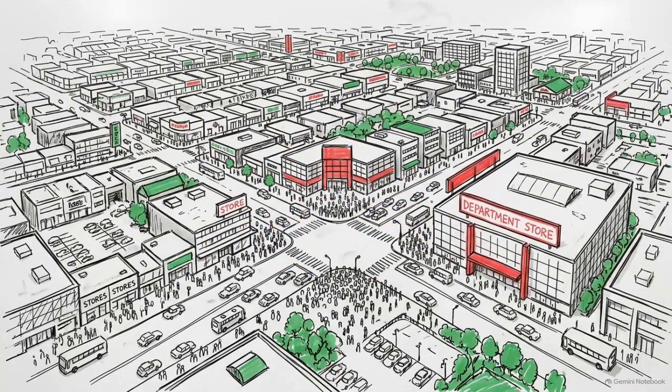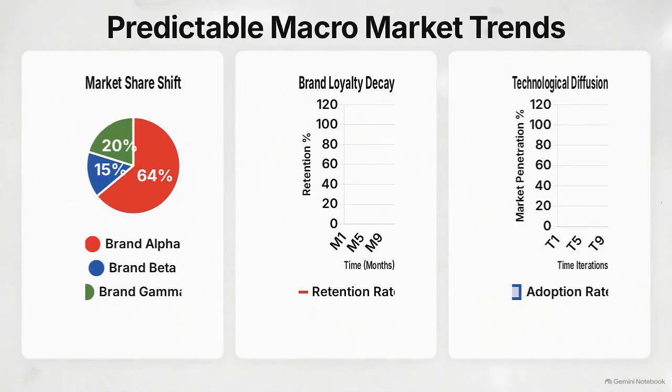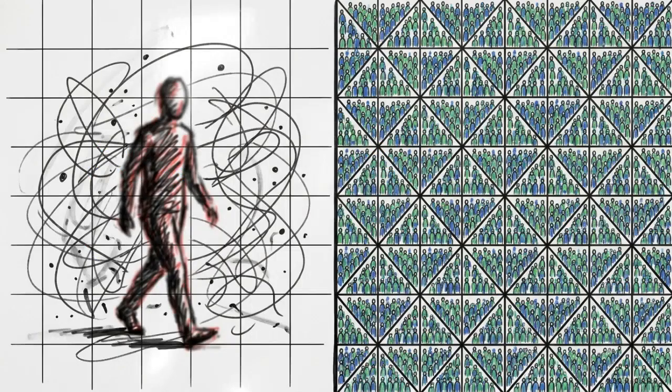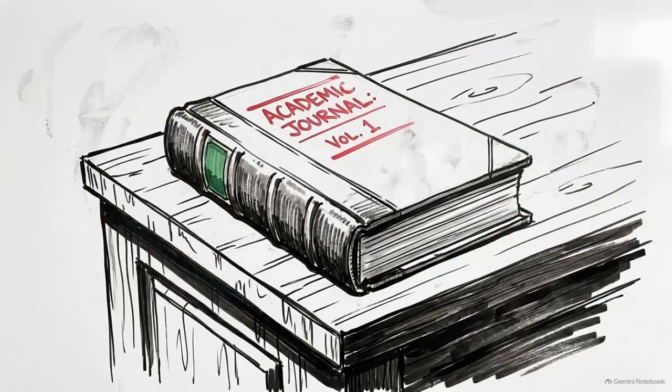At this macro scale, system-level variables operate deterministically, predicting shifts in market share, the decay rates of brand loyalty, and exact speeds of technological diffusion. The behavior of a single consumer may be random, but marketing systems are mathematically deterministic at the aggregate level. A rigorous positive science of markets is undeniably real.